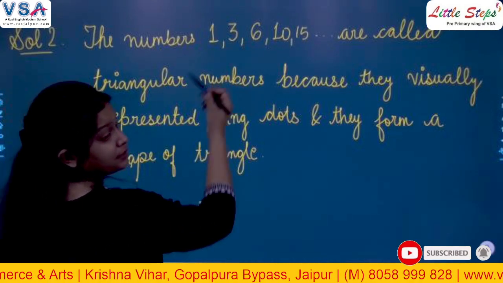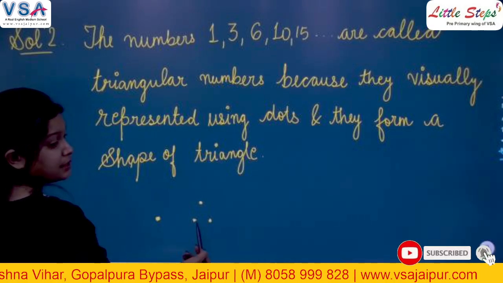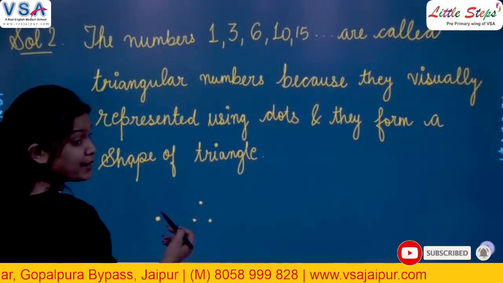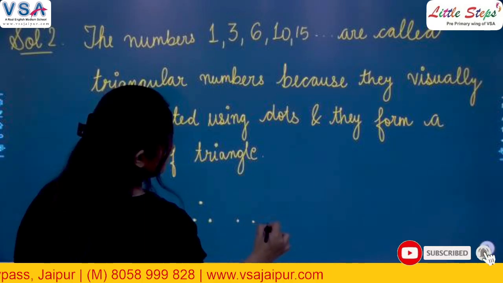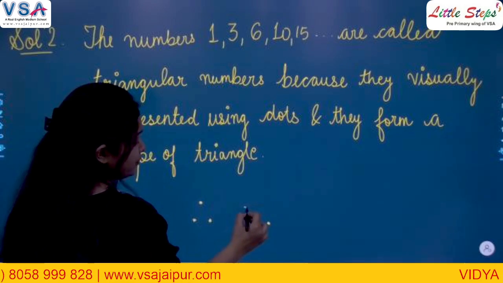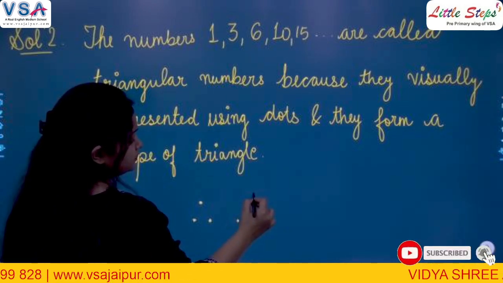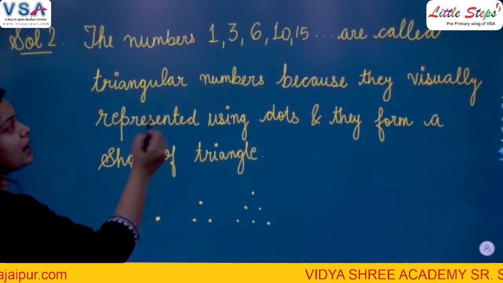After that, in the base, can you check there is 1 dot? Now there are 2 dots. Only the base has 2 dots. Now we need 3 dots, and we have to make this 6. How should we make this 6? And this will look like a triangle. That's why it is known as a triangular number.